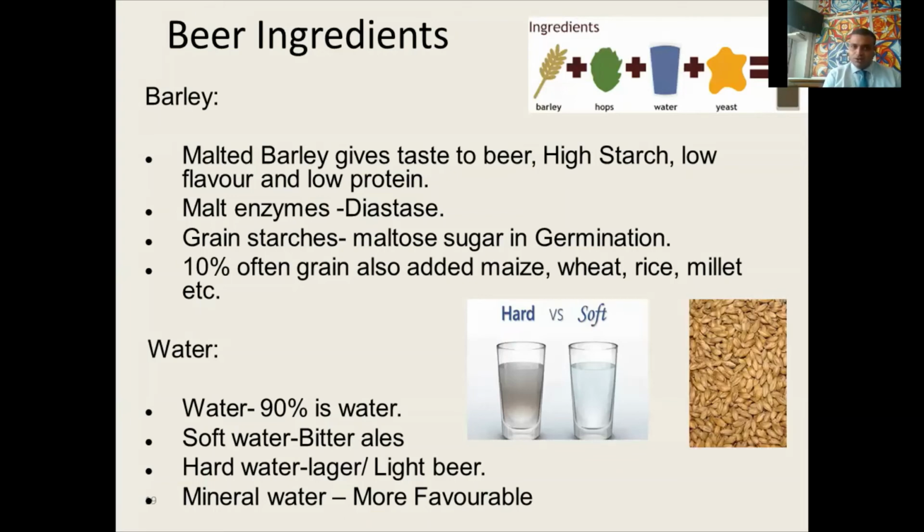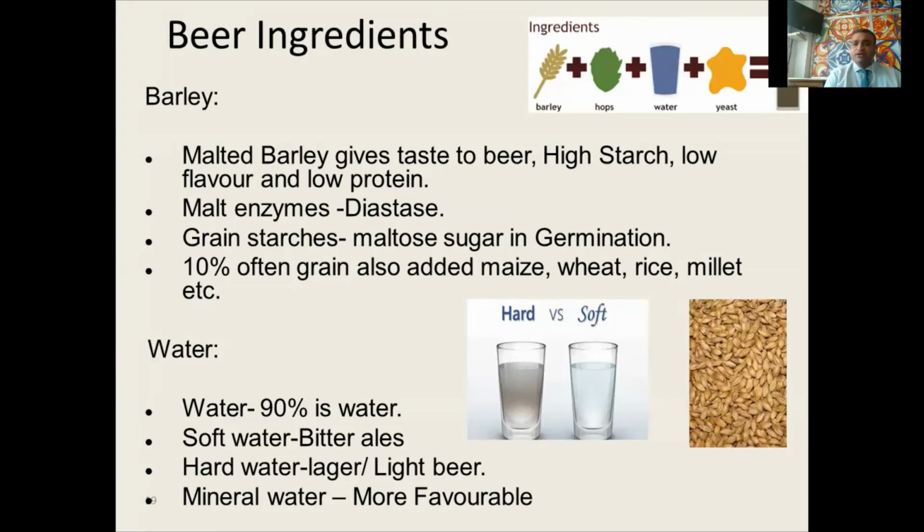The second ingredient I'm talking about is water. Water is very, very important. Generally, people say beer is just barley water. Just barley and water? Yes, it has a lot of water in it, somewhere around 80 to 90% water content.